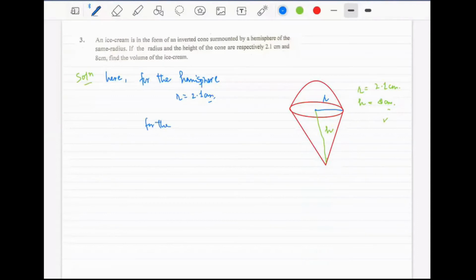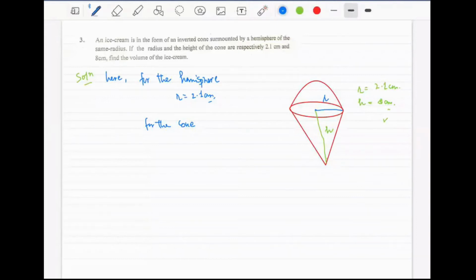For the cone, we need three things actually. One is the radius, one is the height, the third one is the slant height. Slant height is required if you want to find out the surface area. But the question asks only the volume. So we will not find out the slant height because it's not required.